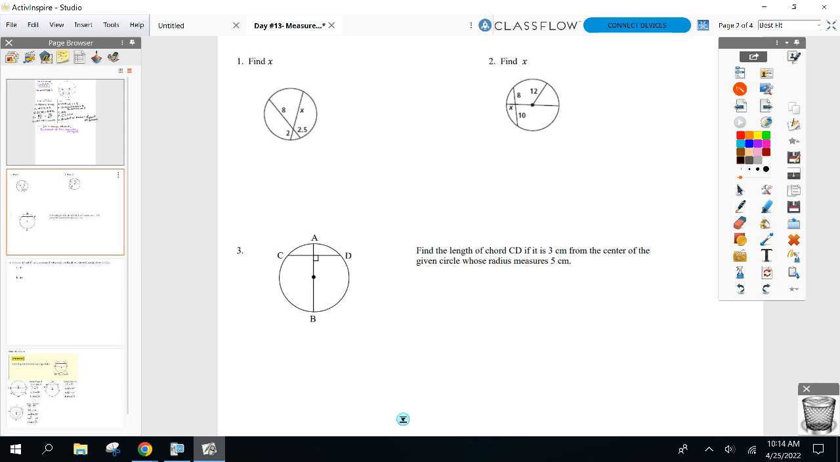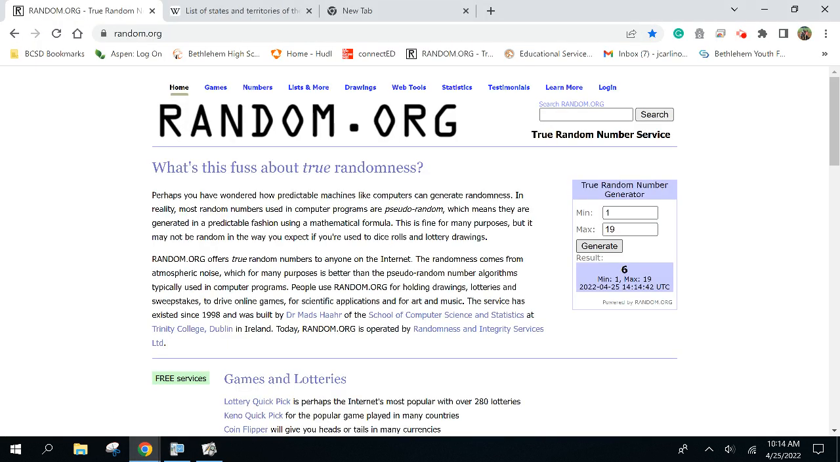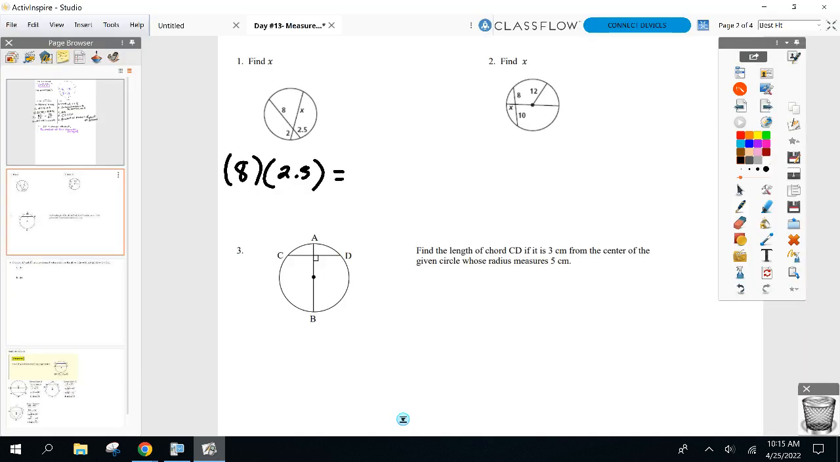One chord is broken up into what segments? 8 times the other segment, 2.5 on one chord. Now go to chord number 2. Tell me the two segments created on the next chord. 5. X times 2. That's how this new theorem works. And this is about as easy as it gets.